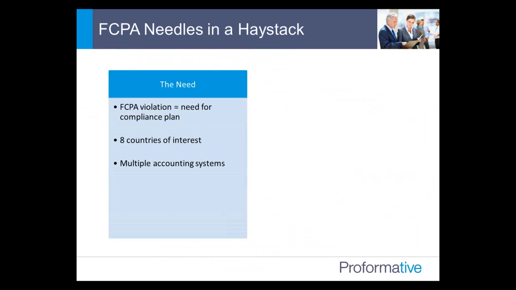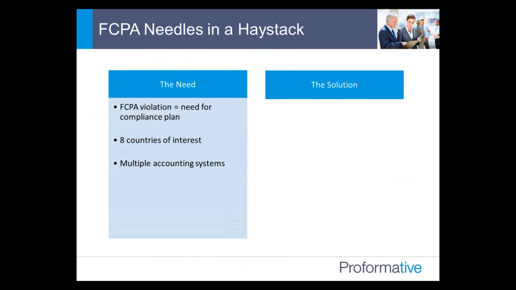And that's one of the things that once you have this issue with the FCPA, you're going to have a compliance plan. Now, ideally, you're going to have a compliance plan on the front end, and that's going to help you identify issues before they get to the point of a violation. But in this case, this organization had a violation, so now they have to come up with a compliance plan. And they had a little bit of a challenge. They had 8 different countries that they were really keenly interested in determining what was going on within the accounting books and records of those countries.